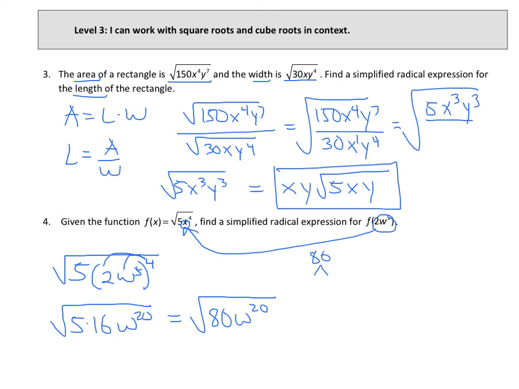80 is 8 times 10, 4 times 2, 2 times 2, and 2 times 5. So we have a pair of 2's, another pair of 2's, and a 5 left inside. That means if I take out two 2's, I take out a 4. I leave some space, and the 5 stays inside. And then w to the 20th, I've got 10 pairs of w's, so I take out w to the 10th. And that's my final answer.